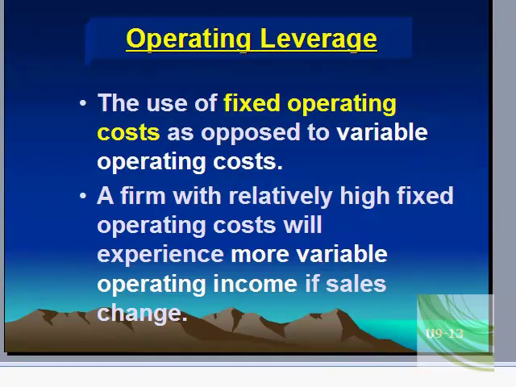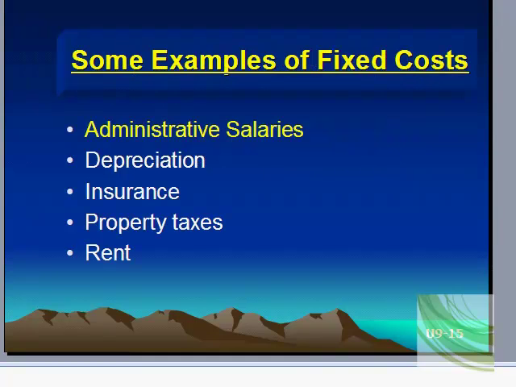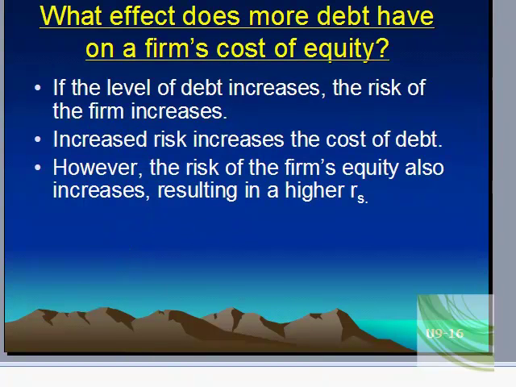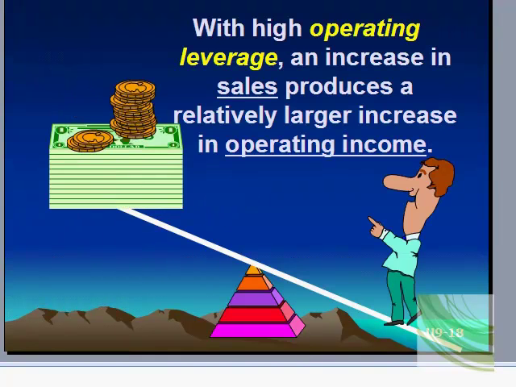Operating leverage, like I said, is the firm's fixed operating cost relative to variable cost. High fixed costs increase the risk exposure. Some examples are salaries that have to be paid, property taxes, and rent, which have to be paid whether you make money or not. So if the debt increases, the firm's risk increases, and of course that increases the cost of debt. The required rate of return is going to be higher. Utilities, heavy manufacturing, auto manufacturing have high fixed costs, basically. So those are risky businesses.